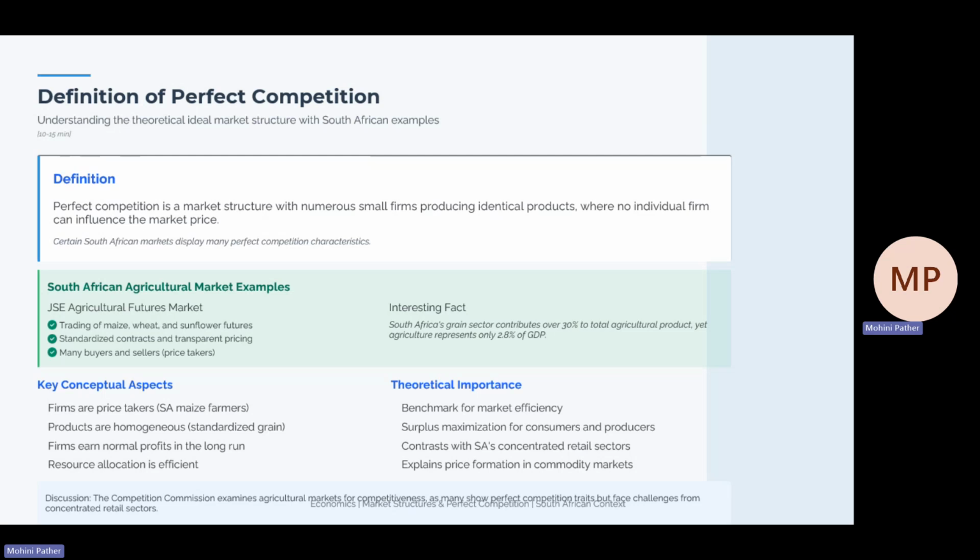And it explains price formation in commodity markets because we are still a predominantly commodity driven market, especially with regards to our exports. Okay, so the Competition Commission examines agricultural markets for competitiveness, as many show perfect competition traits, but face challenges from concentrated retail sectors.